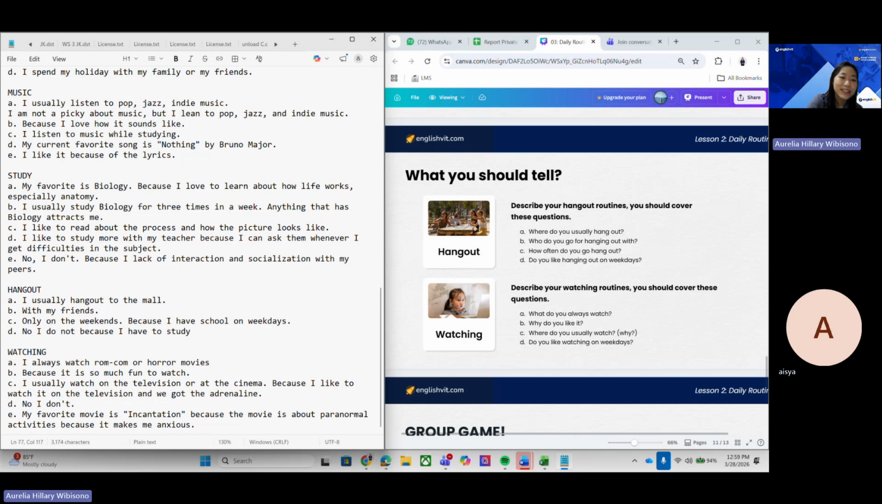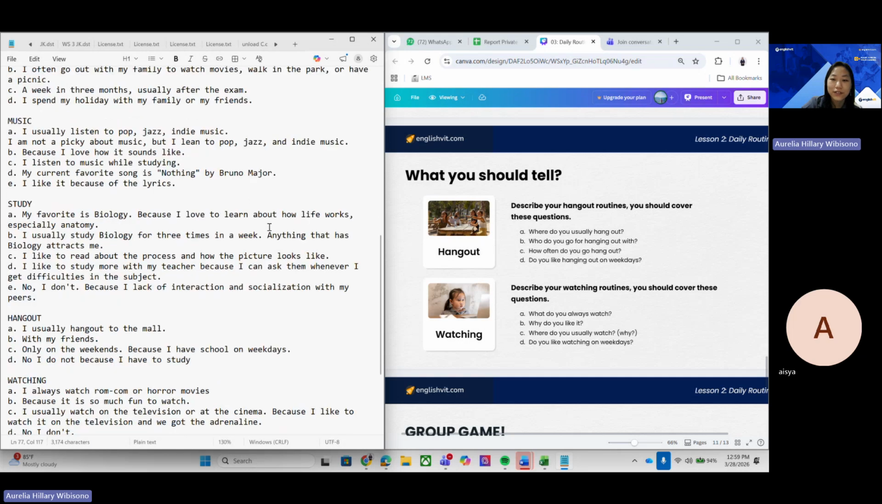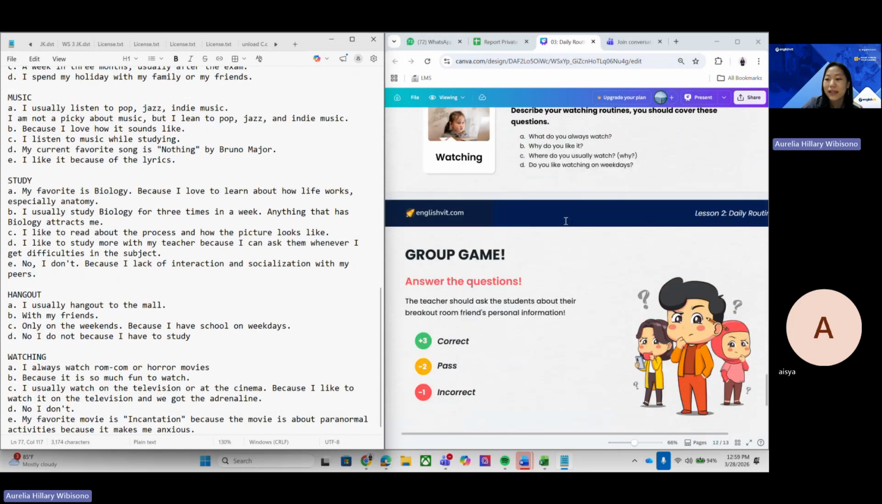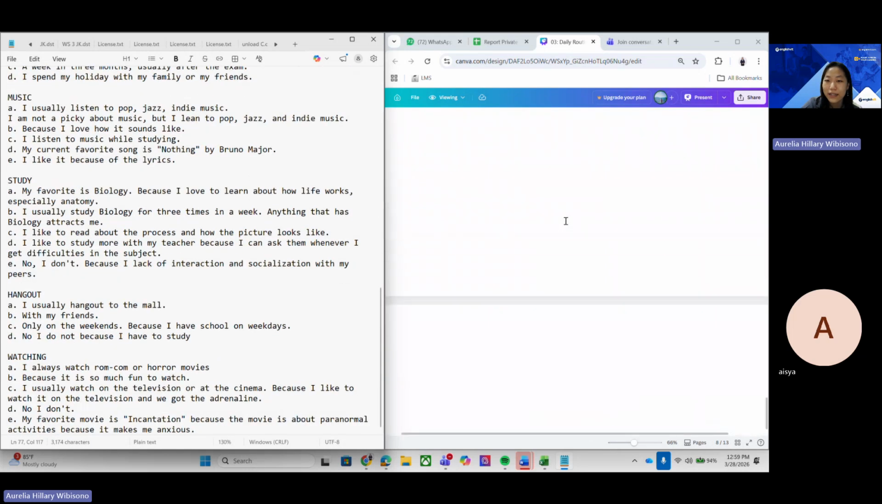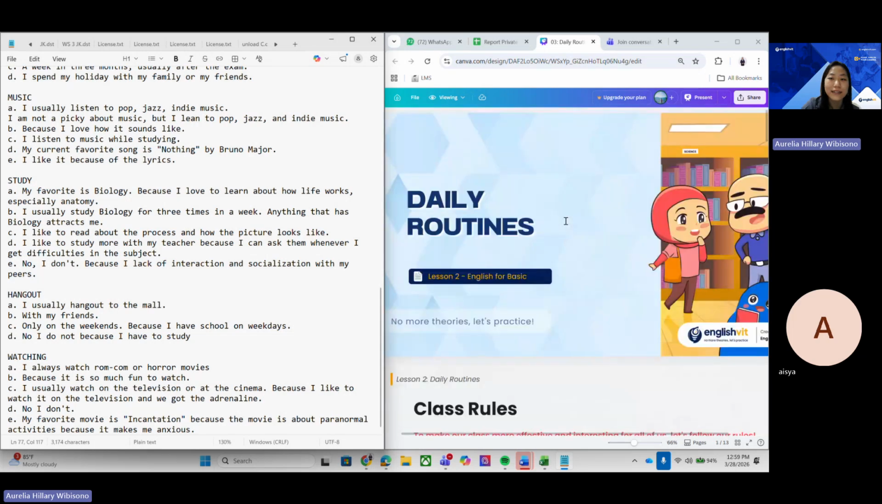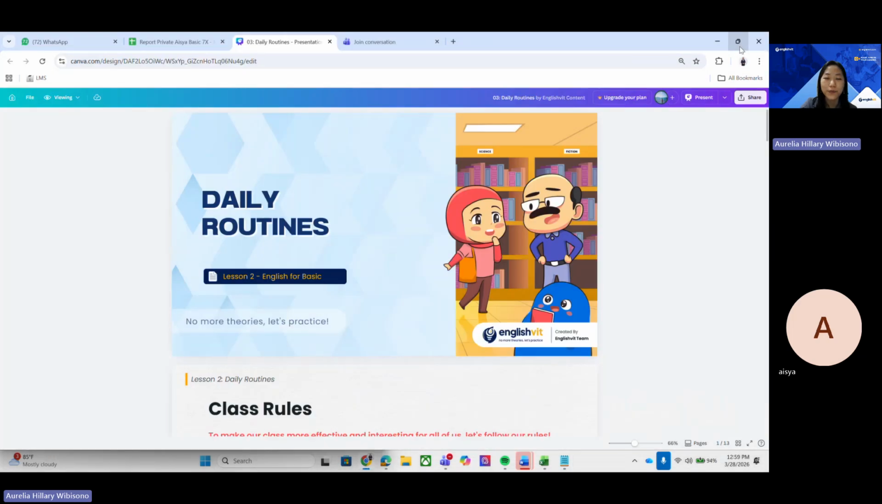I think that's all we can talk about for daily routine today. We talked about a lot of topics and we can call it to an end. Is there anything you want to ask before we end this meeting? Nothing, I think that's enough. Please kindly contact the admin for the continuation of the study period, so we can move on to other topics as well.